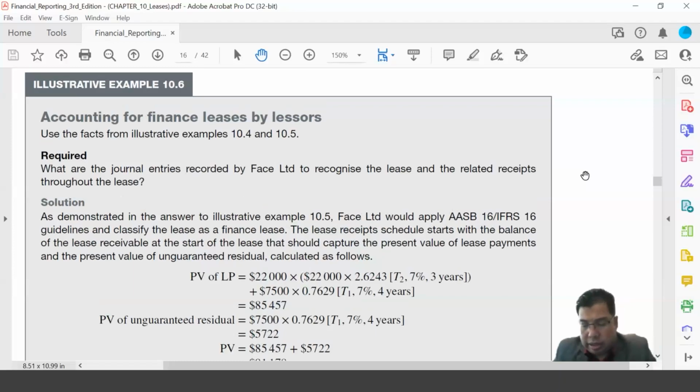Okay, this is an example from the Loftus textbook, example 10.6. This is a continuation from what we have done before, examples 10.4 and 10.5. The question asks: what are the journal entries recorded by Phase Limited to recognize the lease and the related receipt through the lease? As demonstrated in 10.5, Phase Limited classified that lease as a finance lease.